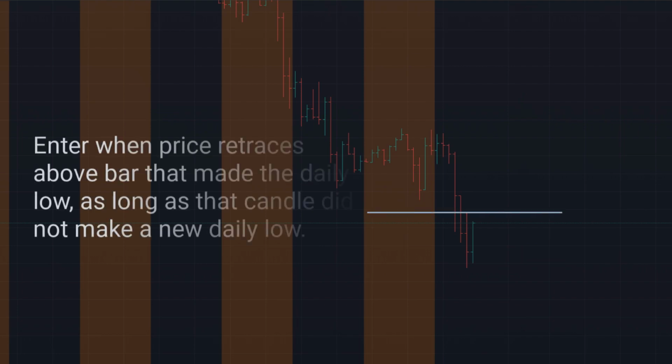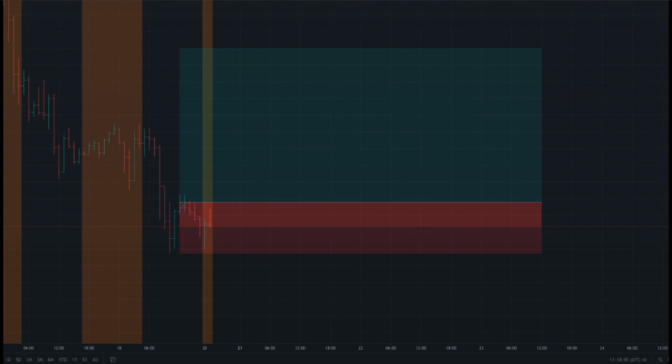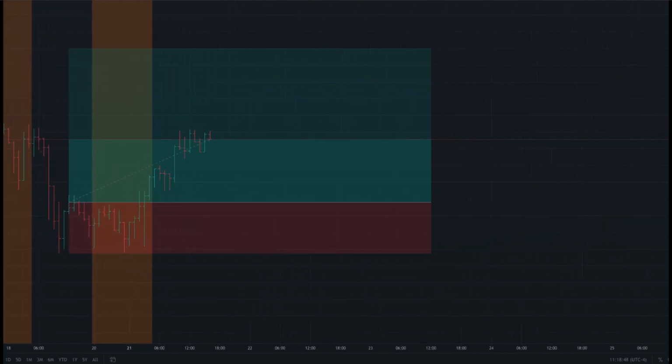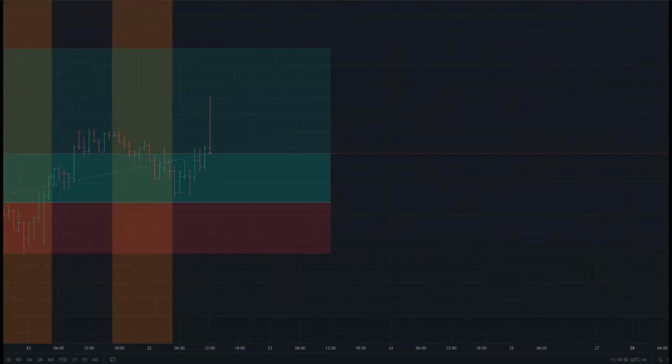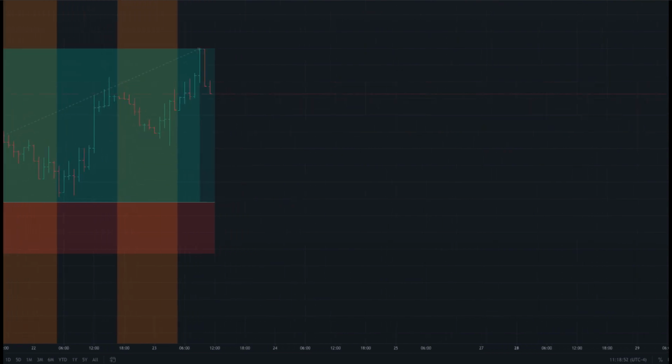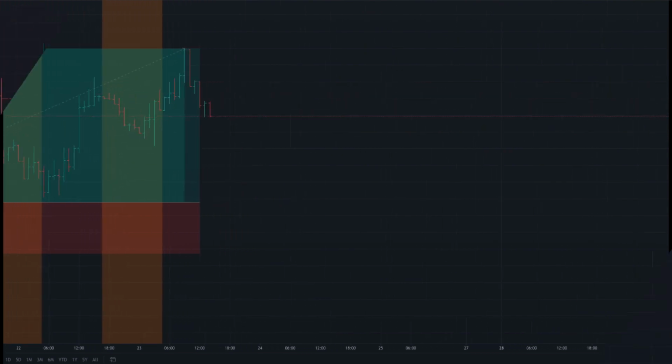We are going to place our order above the open of the bar that made the daily low, which would be this level here. We do not enter if the stop loss is greater than 5 pips. Once our entry is hit, we are going to target 3 to 1. When our trade goes 5 pips in our direction, we are going to move our stop to break even. Let's see how this trade plays out. And this one is a winner, hitting our second target.